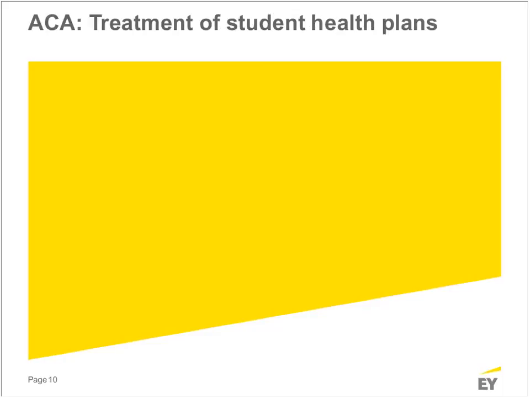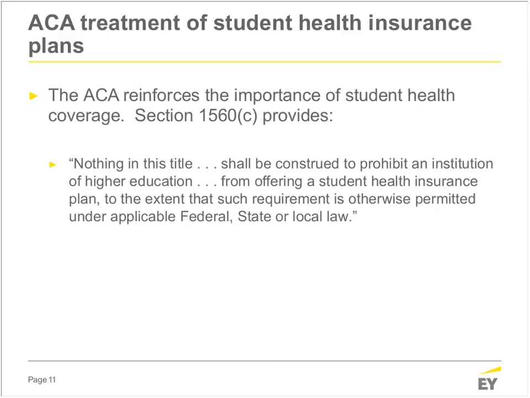So let's talk about what the ACA actually did say about student health plans. The ACA did specifically address student health plans. They included a section, but part of the problem with this section is that the language was a little bit vague. And so we have very different interpretations of this language, one coming from regulators and one coming from institutions of higher education. The section says that nothing in the ACA is to be construed to prohibit an institution of higher education from offering a student health insurance plan.